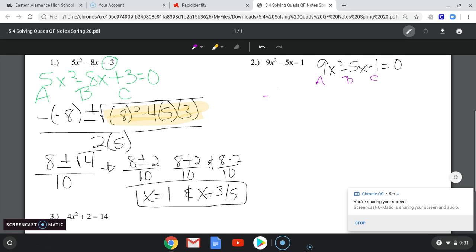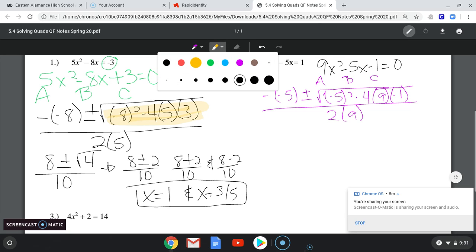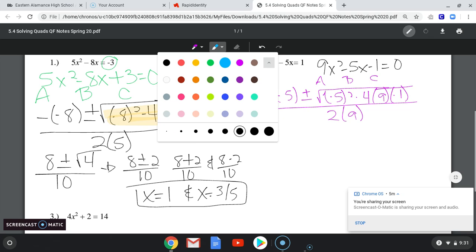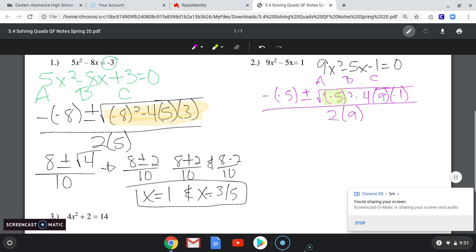The formula says a negative B, so -5 plus or minus the square root of B squared, so -5 squared minus 4 times your A times your C all over 2 times A. Once again, not going to do anything crazy. I am going to see if I can find another color that might help. Don't have a lot of options today. I'm going to take just this part right here. Everybody see it? And put that in my graphing calculator or my calculator or the one on my phone.